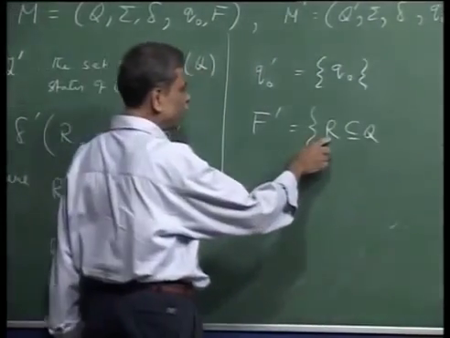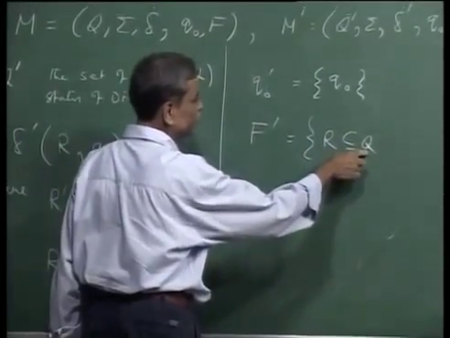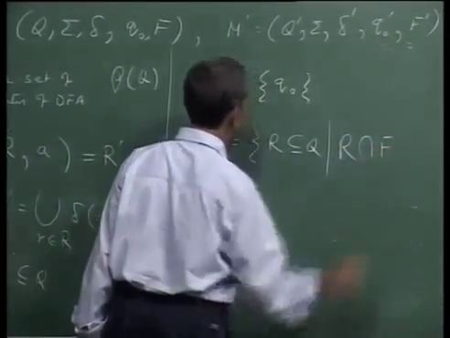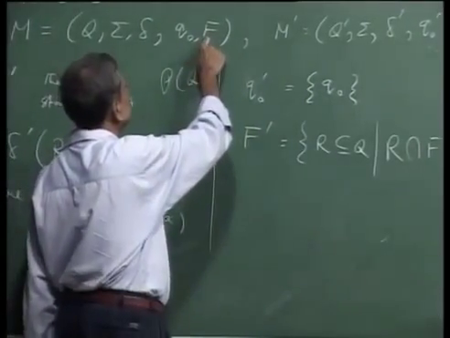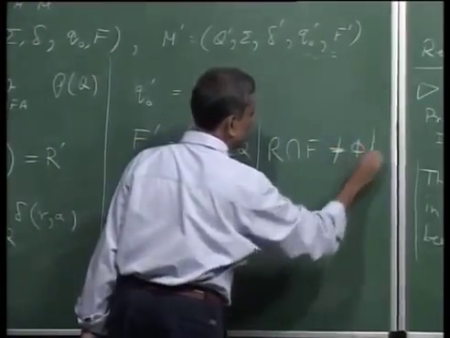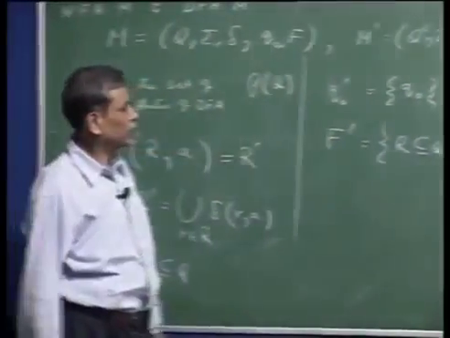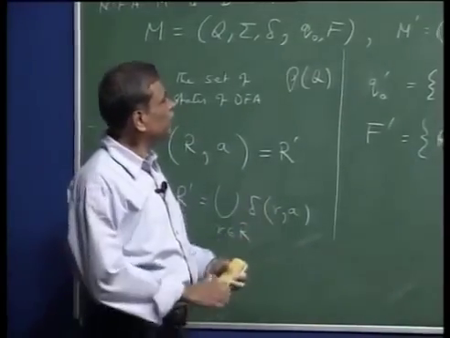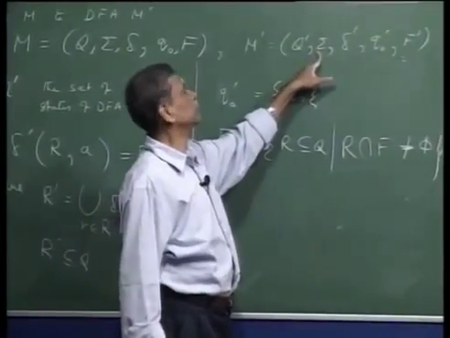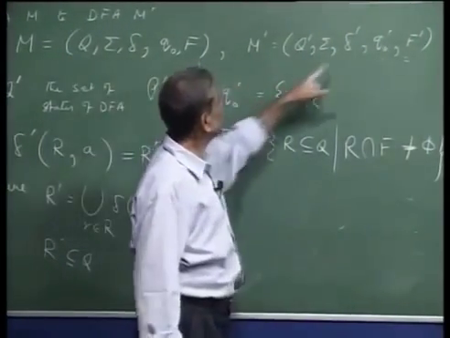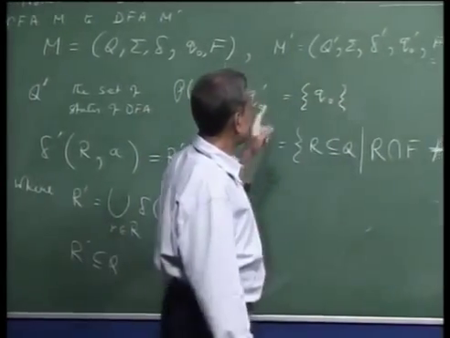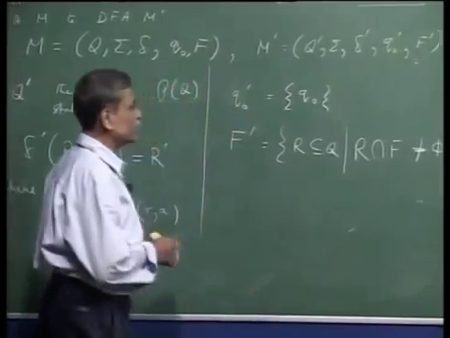Now this is a state of the DFA, this is of course a set of states of the NFA, such that R intersection F, where F is the set of final states of the NFA, is non-empty. So we have completely described what M dash is. We have described what Q dash is, sigma of course is the same as that of the NFA, and then delta dash we have defined, and F dash we have defined. So the DFA is totally defined.